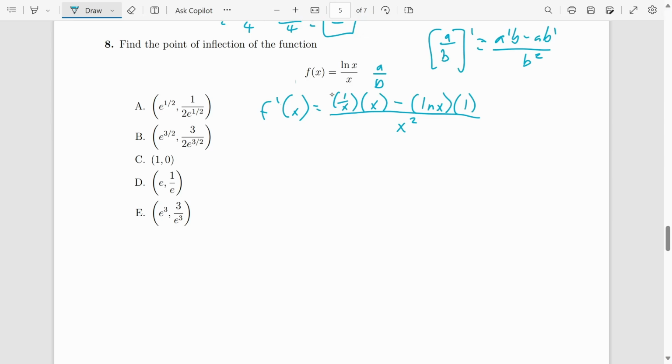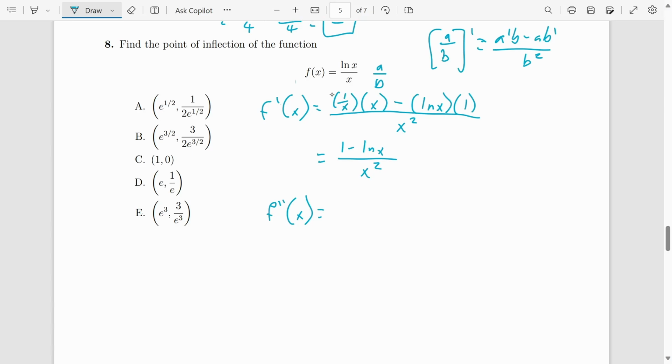Normally, I don't recommend simplifying your derivatives, but since we have to do another derivative after this, it would help to simplify this just because we have more work to do on top of it. So this can be put together. It's just x over x, which is just 1. So this is going to be 1 minus ln of x. So 1 minus ln of x all over x squared is f prime of x. Now f double prime of x, that's going to be its second derivative.